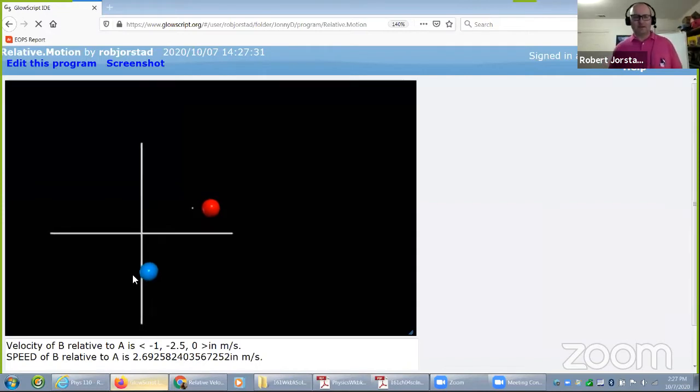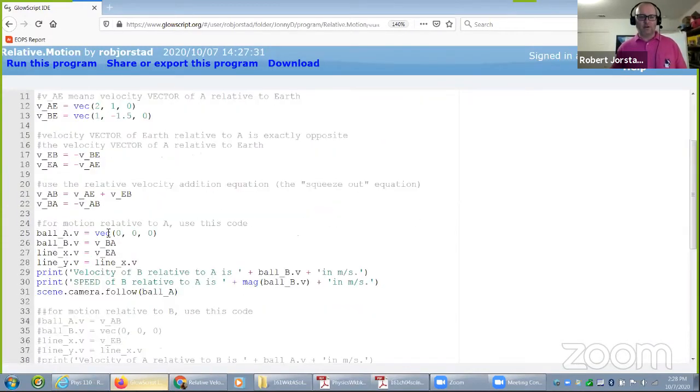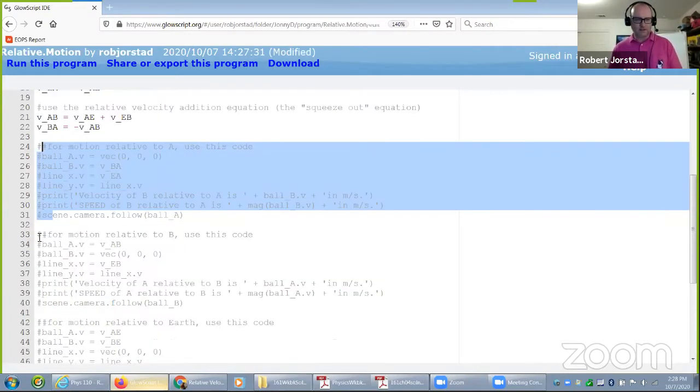From A's perspective, A is sitting still, and you see all this stuff moving away, right? That little white dot was the original origin. So that's all that was, if you're curious. So what if I want to understand the motion relative to B? Let's just get a feel for this.